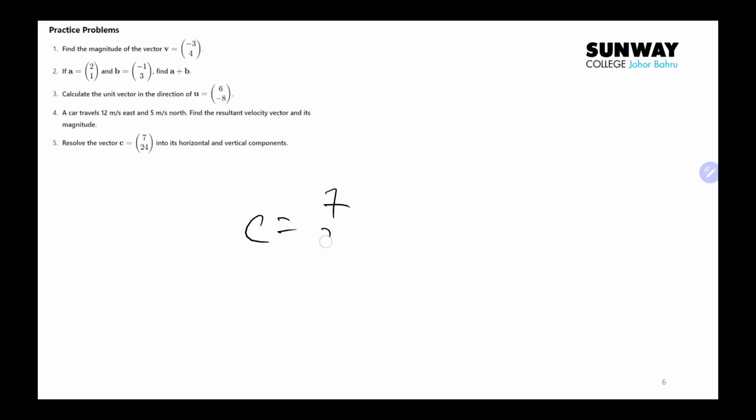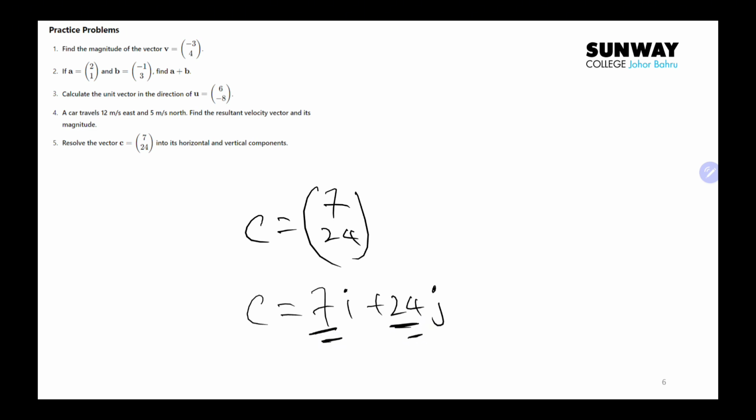c equals (7, 24). We would like to resolve its horizontal and vertical components. As we have mentioned before, you can write a vector in the matrix form, the column form. You can also write it in the component form, where the first row will represent 7i, the x-axis, and the second row will represent the y-axis. So the horizontal component is going to be 7, and the vertical component is going to be 24.